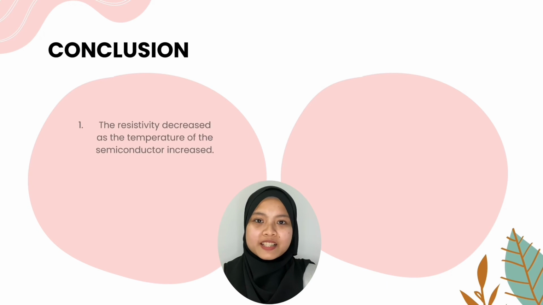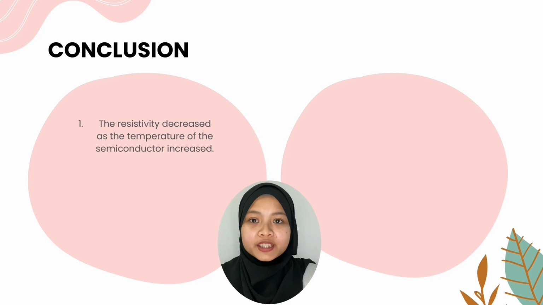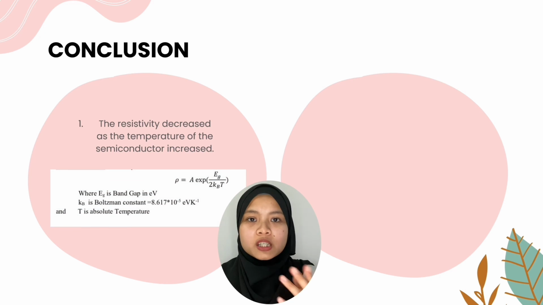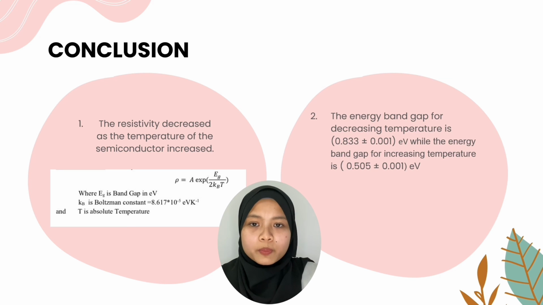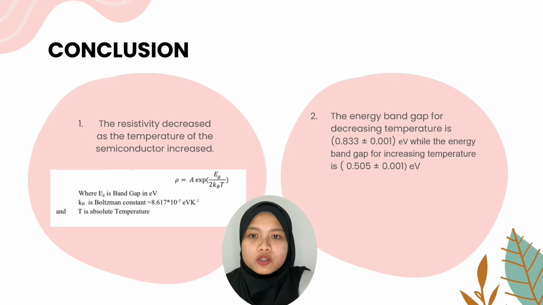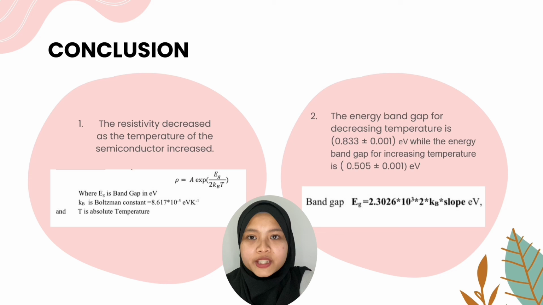In conclusion, the resistivity decreases as the temperature of the semiconductor increases. It can be proved from the equation given. It means the conductivity of the semiconductor increases, so the current flow also increases. The energy band gap for decreasing temperature is 0.883 electron volt, while the energy band gap for increasing temperature is 0.505 electron volt. The energy band gap was calculated by using the equation.